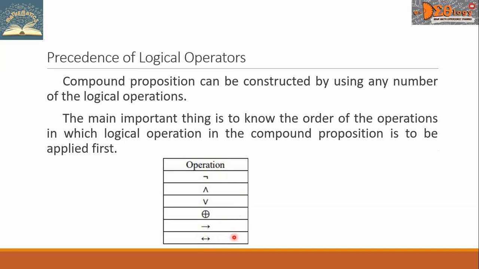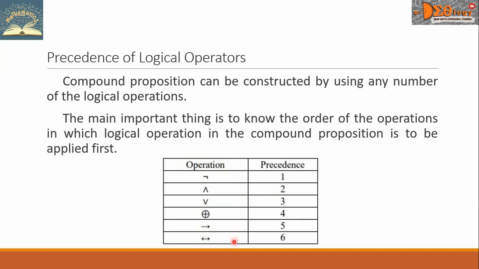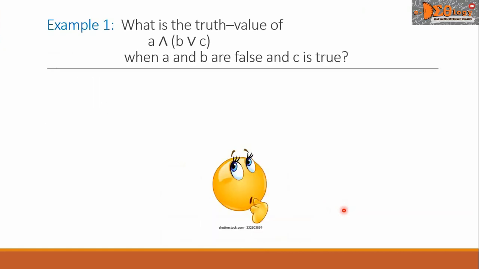With this list of operations, this is the same precedence or priority list that we shall follow. Further, we shall use parentheses to specify the precedence of the operation. Example 1. What is the truth value of A and the compound proposition B or C when A and B are false and C is true?